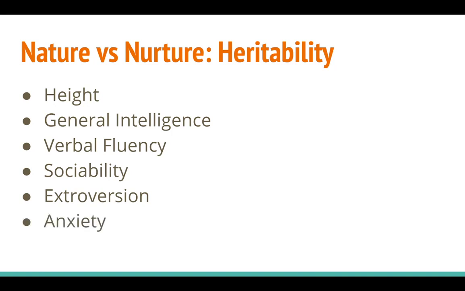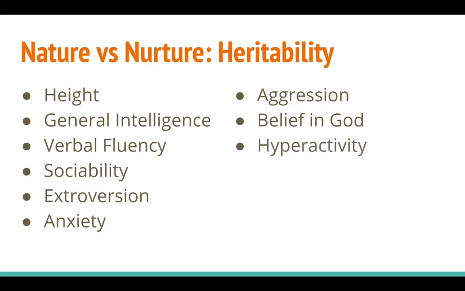Anxiety, how prone are you to be anxious? 0.7. There's a high genetic influence there. Aggression, that's 0.4. That means it's mostly environment. Belief in God, that's 0.22. That means it is mostly environment, but there is a small genetic component. Hyperactivity, 0.75. That means it's mostly genetic. Did any of those surprise you?